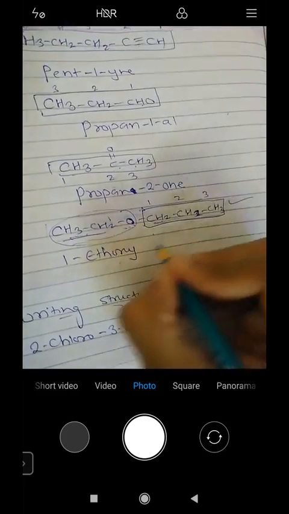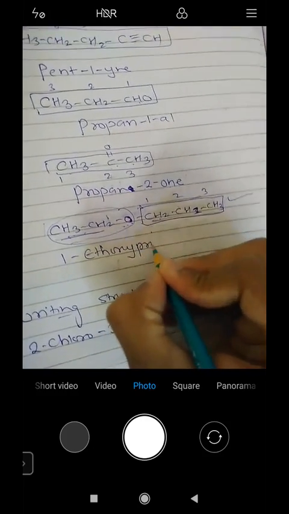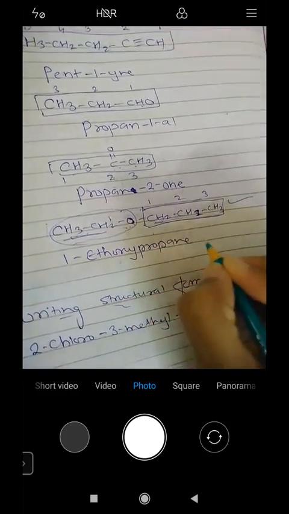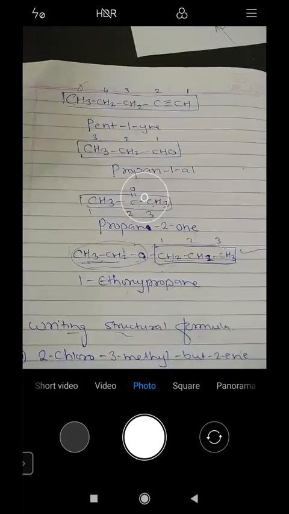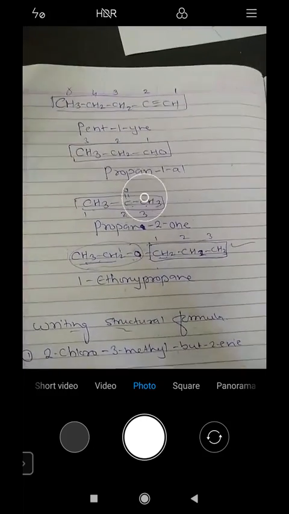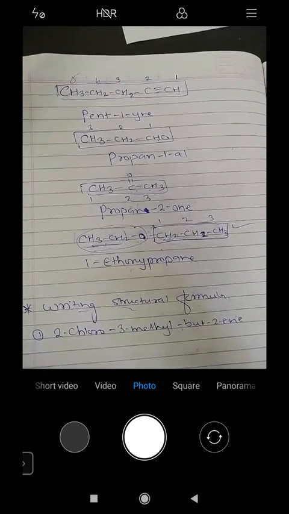1 ethoxy. How many carbons are there? 3 carbons are there. Propane. So the name will be what? 1 ethoxy propane. Understood? Yes. समझा बेटा? Okay बेटा. Now take a screenshot.